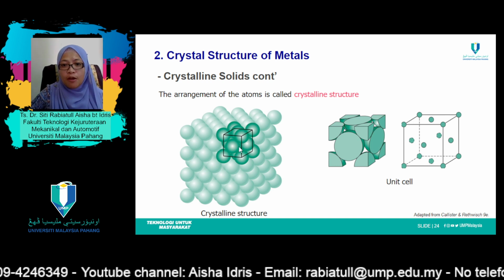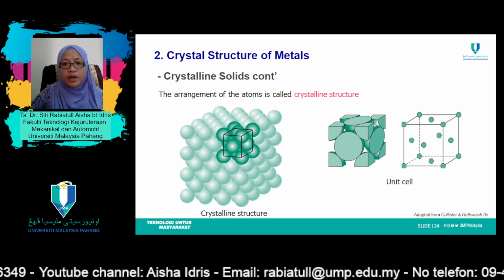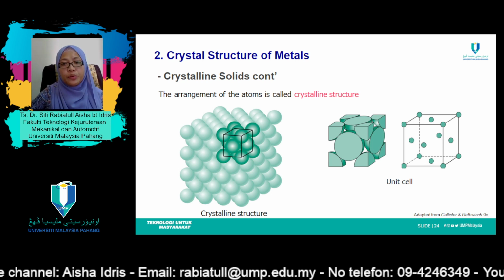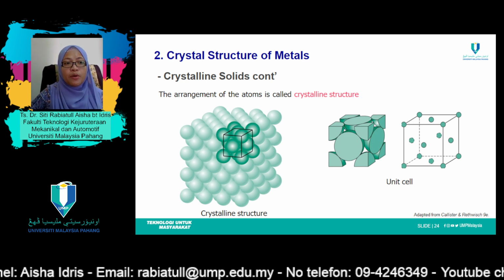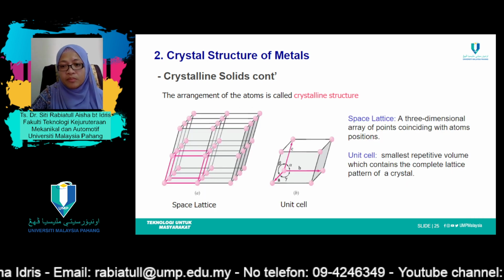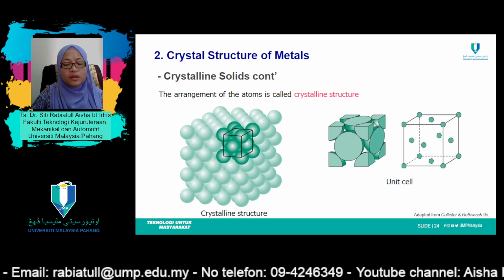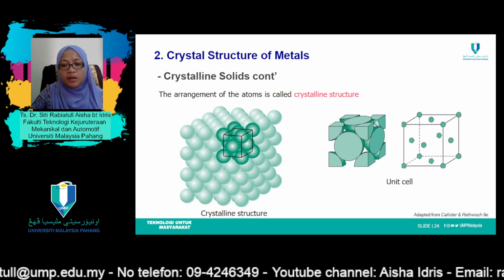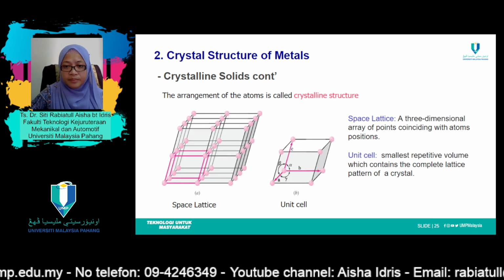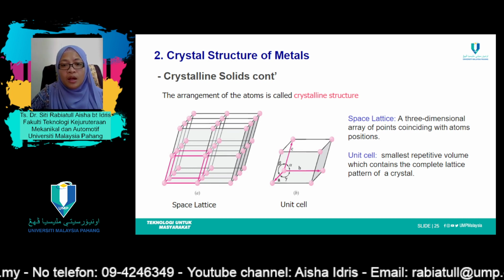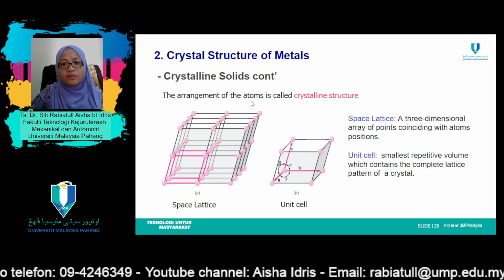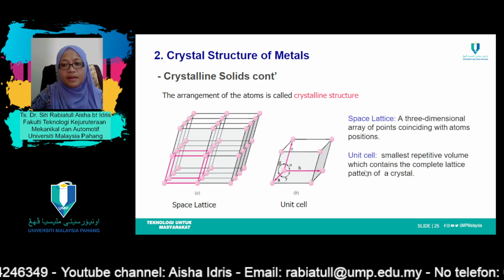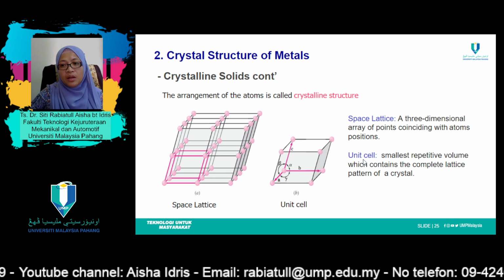Okay, now let's see the arrangement in crystal structure. You can see in crystal structure, there are three types of arrangement, which is BCC, FCC, CPH. Okay, the arrangement of the atoms is called crystalline structure, and it has a space lattice and unit cell.